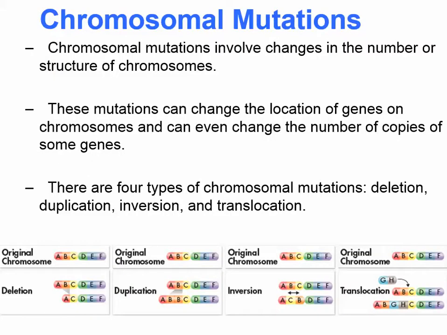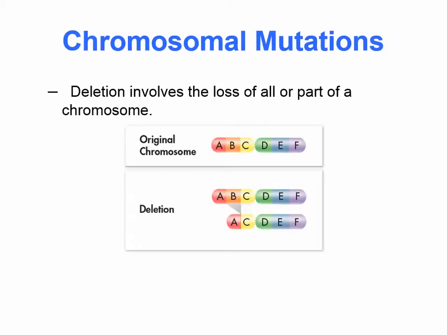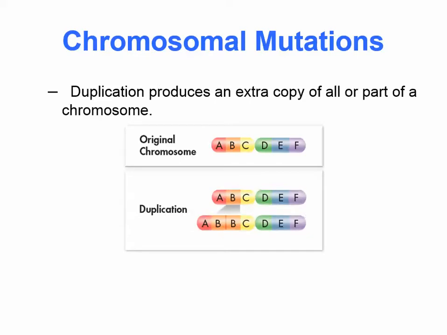Now with chromosomal mutations, this can change the location of genes on a chromosome, and it can even change the number of copies of some genes. So there's 4 types of chromosomal mutations, and this is when the whole chromosome is affected. You could have a deletion, or part of the chromosome missing. You could have a duplication, inversion, or translocation. So the deletion involves the loss of all or part of a chromosome. If you look at this one here where the deletion occurred, the chromosome's a lot shorter, and section B is what is missing, what was deleted.